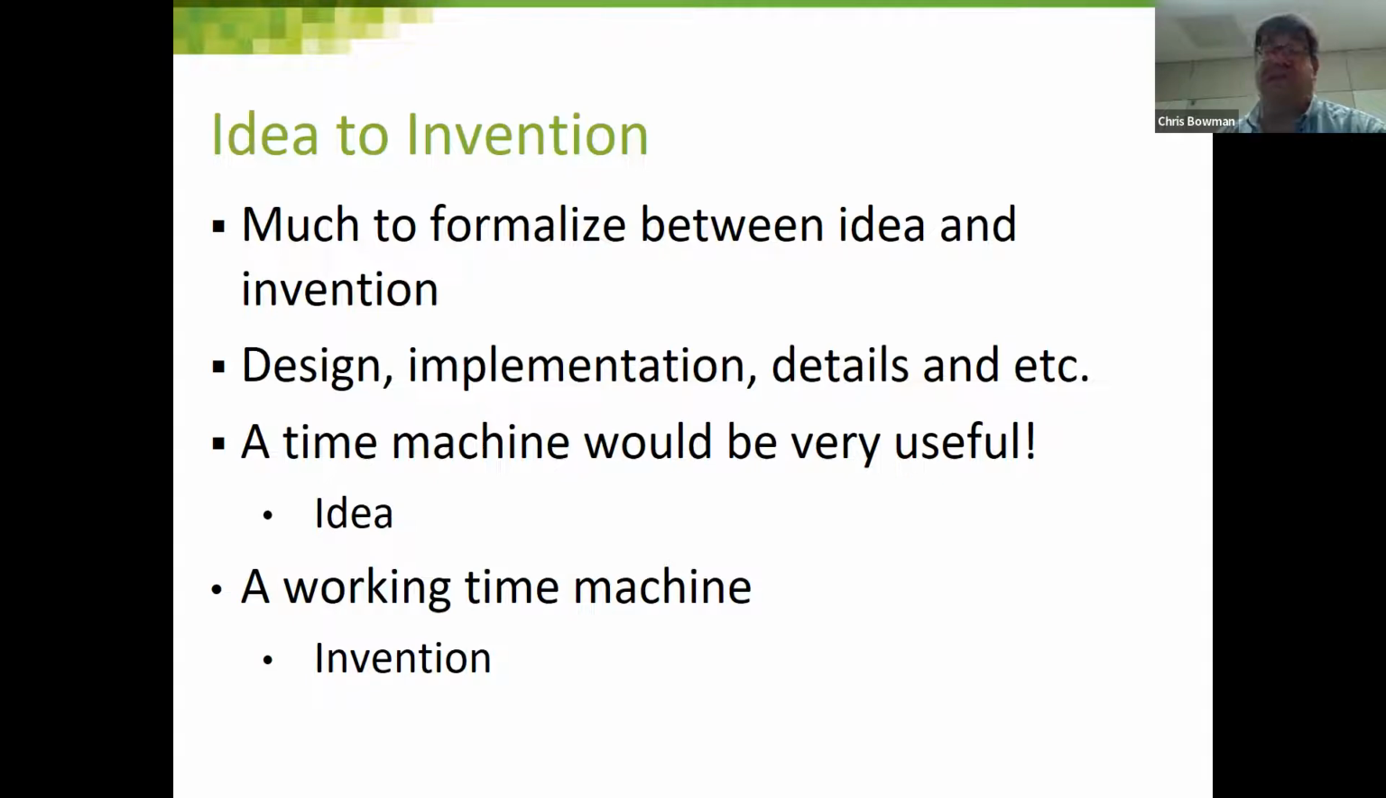There needs to be design and implementation details. The example that gets overused a lot in the patenting world is that a time machine is a great idea, but nobody knows how to build one. If you wanted an invention, you have to have a working time machine and instructions on how to put that thing together. And those are two very, very different things.